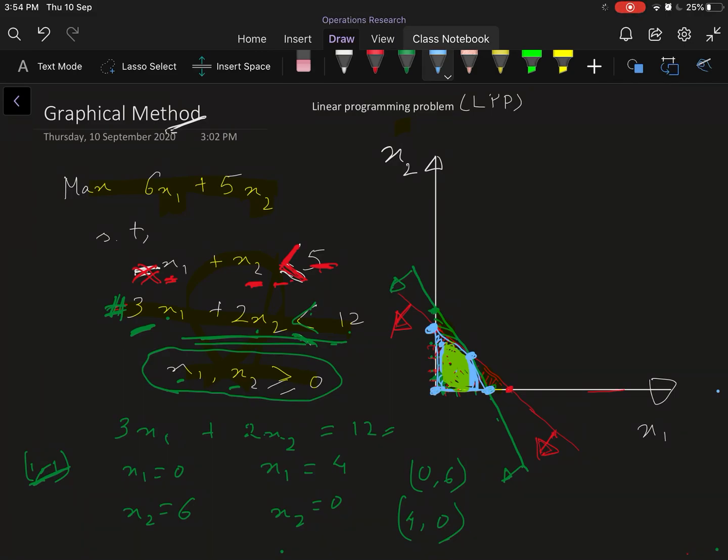So this point is definitely 0, 0. Then this point is 0, 5. Similarly, this point is 4, 0, and this point would be approximately 2 comma 3.